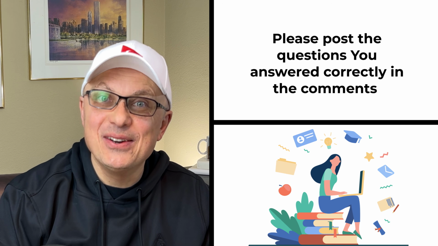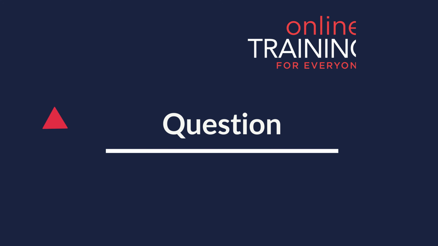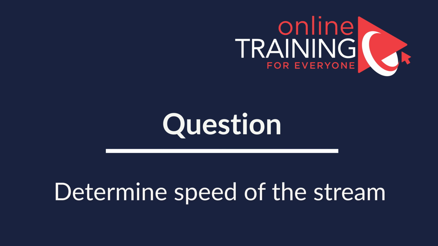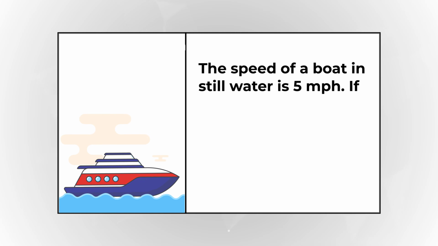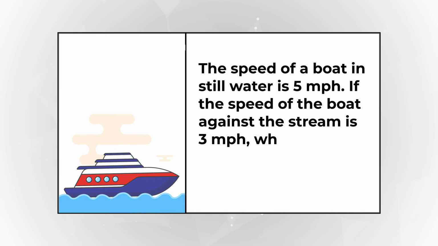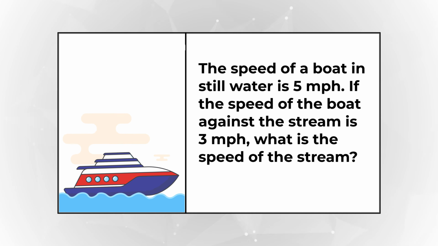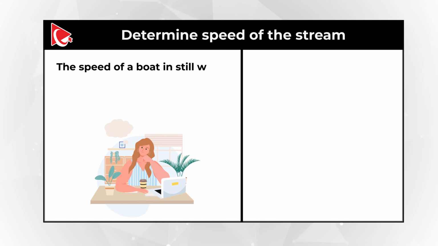And now let's continue to get you ready for the test. Here's a very interesting problem, which tests your math knowledge. You need to determine the speed of the stream. The speed of the boat in still water is 5 miles per hour. If the speed of the boat against the stream is 3 miles per hour, what is the speed of the stream? You're presented with 4 different choices.